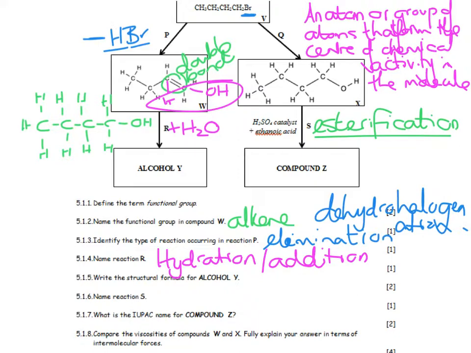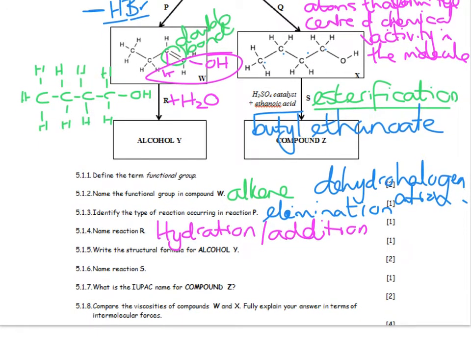What is our IUPAC name of compound Z? Well, I have got 1, 2, 3, 4. So it's on the alcohol, it's butyl, the alcohol comes first, then ethanoic acid, ethanoate. Compare the viscosities of compound W and X. Fully explain your answer.